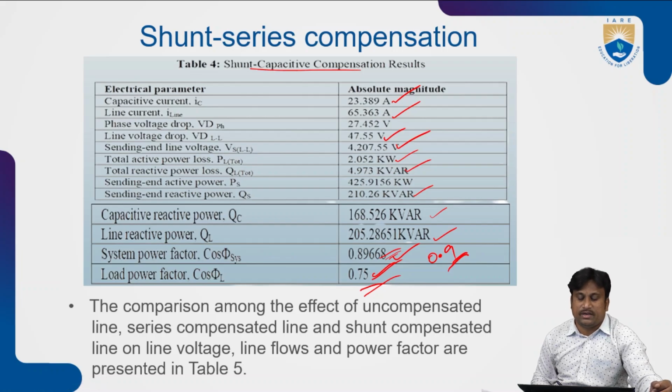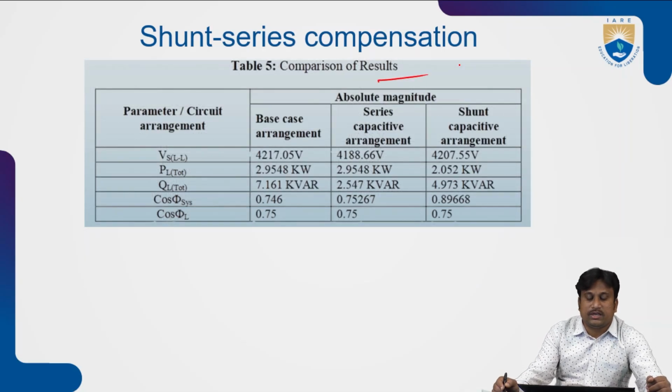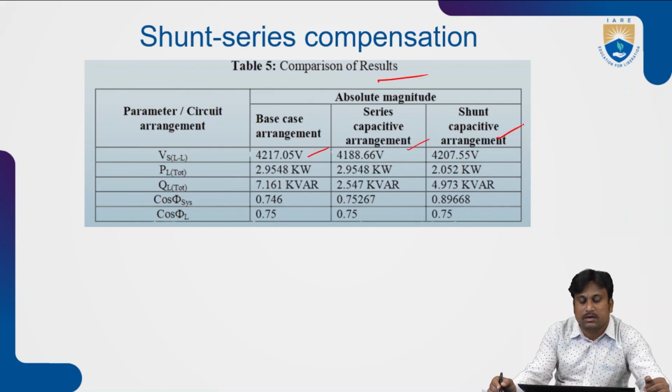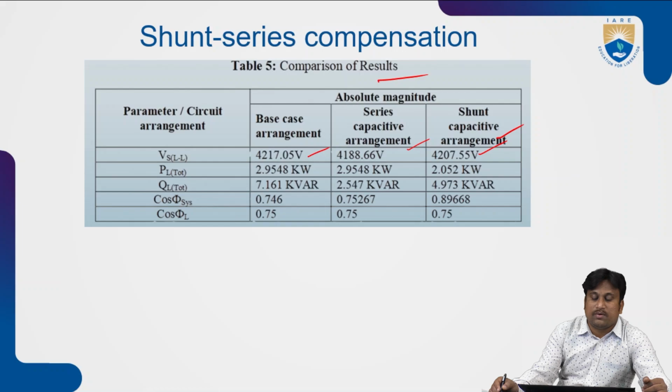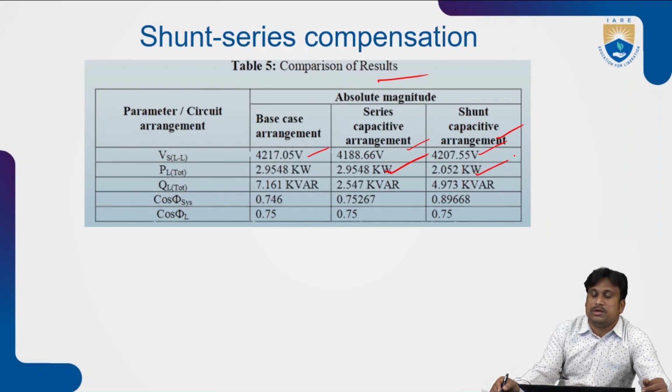So a comparison of the effect of the uncompensated line, series compensated line and shunt compensated line on line voltage, power flows and power factor is made for each system. In this comparison, the source voltage from line to line, Vs, is about 4217.05 volts for the base case, 4188 volts for the series capacitor arrangement, and 4207 for the shunt capacitor. The total load power becomes 2.95 kilowatts, also the same for the series arrangement, but for the shunt capacitive arrangement it changes to 2.052.